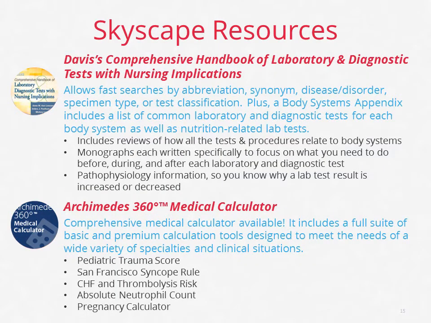Davis's Comprehensive Handbook of Laboratory and Diagnostic Tests with Nursing Implications allows fast searches by abbreviation, synonym, disease disorder, specimen type, or test classification. Plus, a body systems appendix includes a list of common laboratory and diagnostic tests for each body system, as well as nutrition-related lab tests. Includes reviews of how all the tests and procedures relate to body systems monographs, each written specifically to focus on what you need to do before, during, and after each laboratory and diagnostic test.